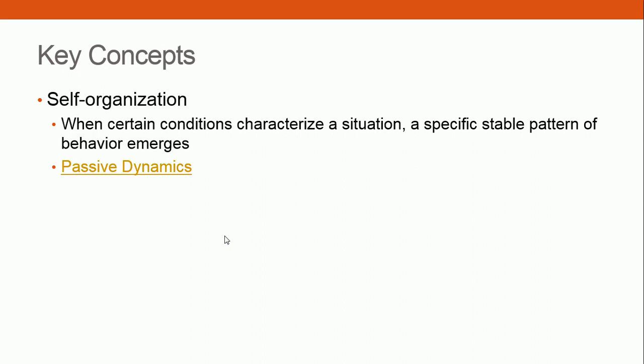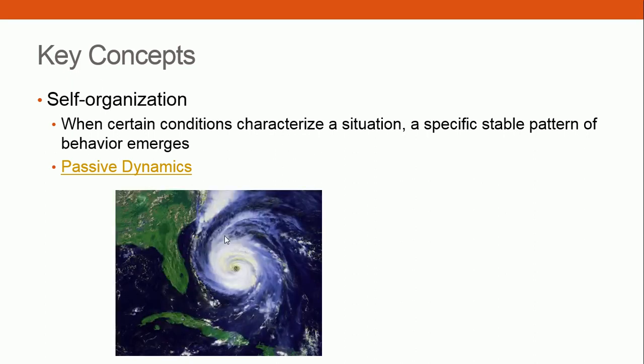What we look at with self-organization is that when there are conditions that characterize a particular situation, stable patterns of behavior are just going to emerge. Outside of human movement, an example we could look at is the concept of a hurricane.